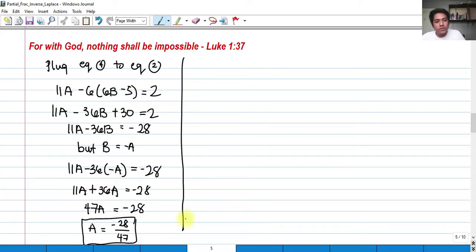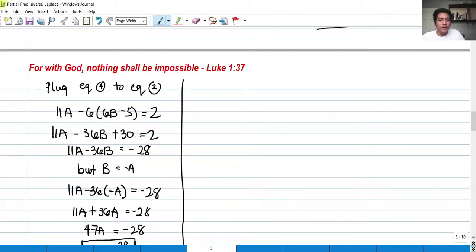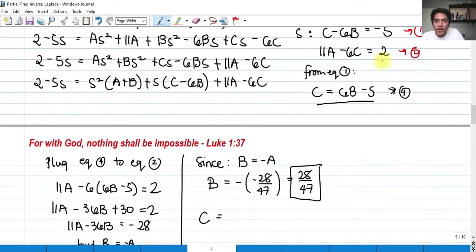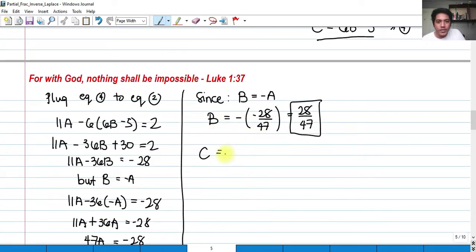How about for letter b? Since from equation 1, b is equal to negative a, and we got the value of a, b should be the negative of negative 28 over 47. So that should be 28 over 47. And finally, we can get c from any of the formulas here. We already have c equals 6b minus 5. So we have 6 times the b, 28 over 47, minus 5.